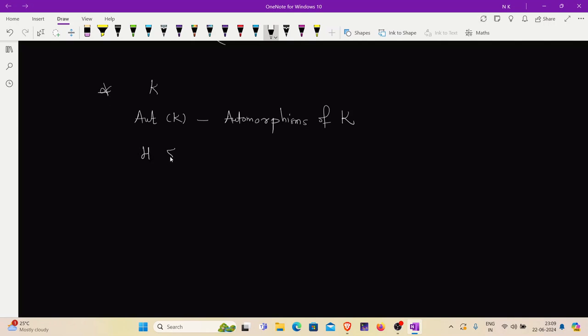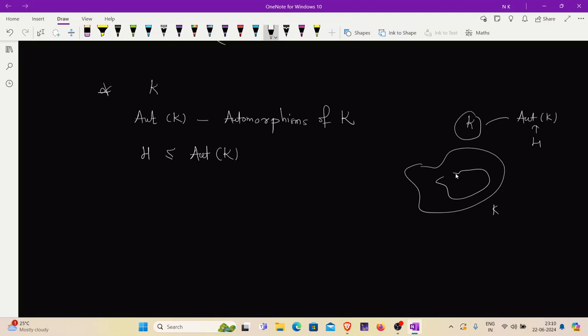Suppose H is a subgroup of Aut K. Now we are interested in the elements of K which are fixed by the elements of H. Let me tell you this: suppose K is a field and you are taking the set of all automorphisms of K, and we have a subgroup H of the automorphism group of K. I'm interested in the elements of K, or we can see it diagrammatically. Suppose this is my K and H is a subgroup of Aut K. So I'm interested in the elements of K, say these elements, which are fixed by the elements of H.